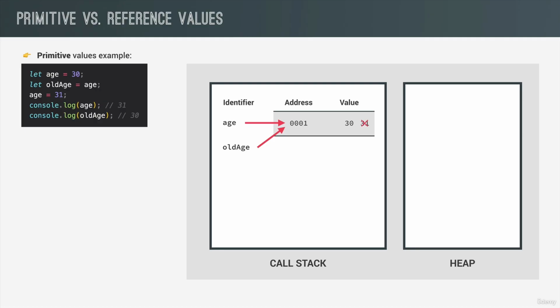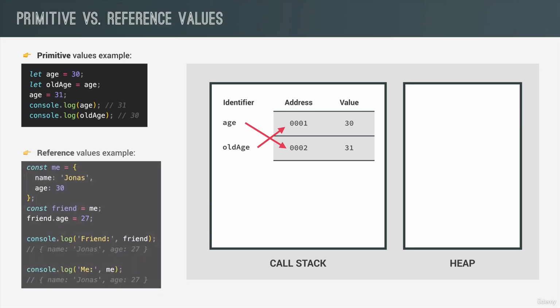So instead, what's going to happen here is that a new piece of memory is allocated, so is created, and the age identifier now simply points to the new address, which is holding the new value of 31. All right, and that's why when we log both our variables to the console in the end, they both return exactly the values that we expect. Now with reference values, things work a bit differently.